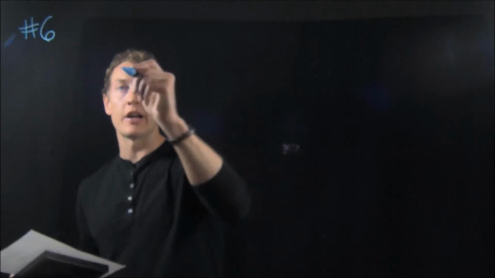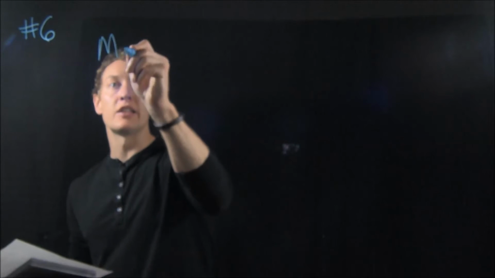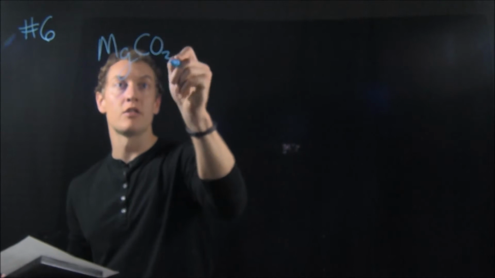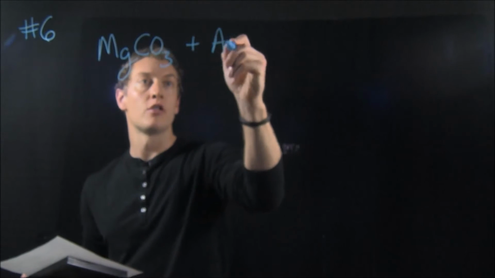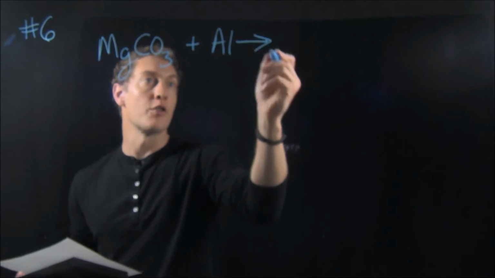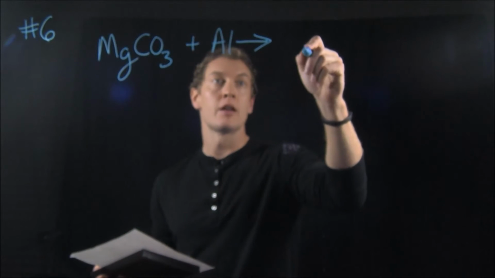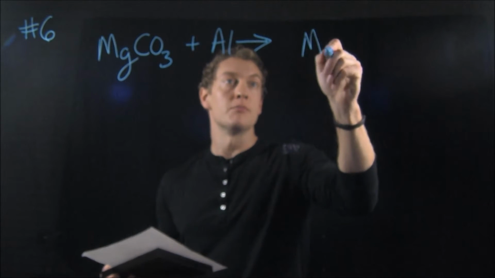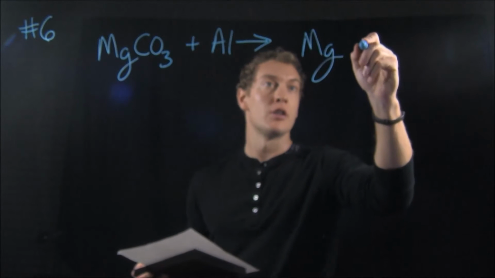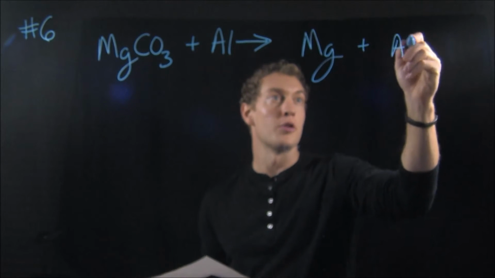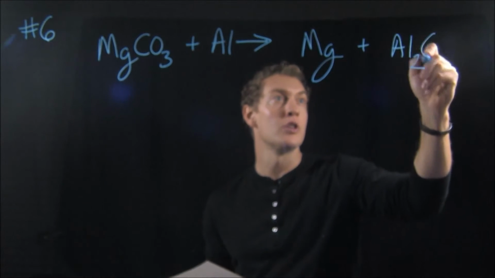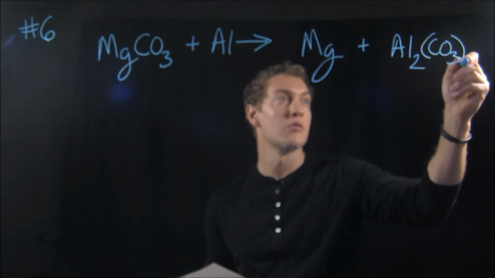So let's write out the reaction. It is magnesium carbonate reacting with aluminum. That's going to form magnesium, single replacement reaction, plus aluminum carbonate, Al2(CO3)3.